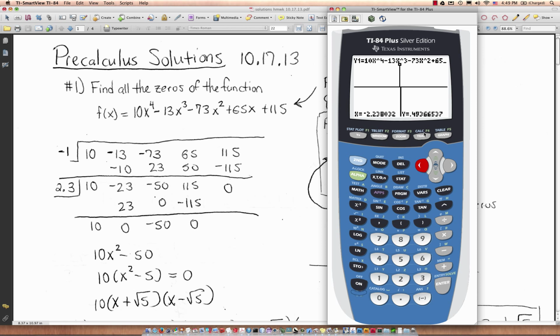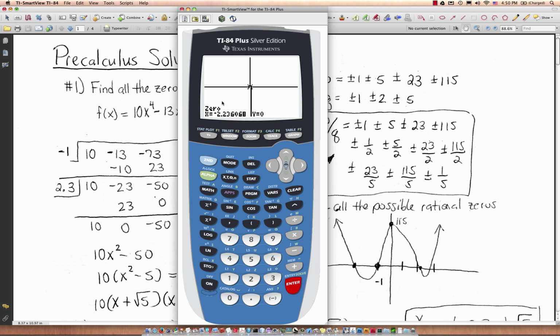So now I'm going to use the calc feature. Second calc, 0. I'm going to use this as a left bound, so I'm going to hit enter. I'm going to go down below, use this as a right bound, hit enter, and now it's going to guess for me. Now, look at the answer I get, negative 2.236068. This is a pretty good approximation, but chances are pretty good because of the decimals that we're getting here, it's an irrational number.